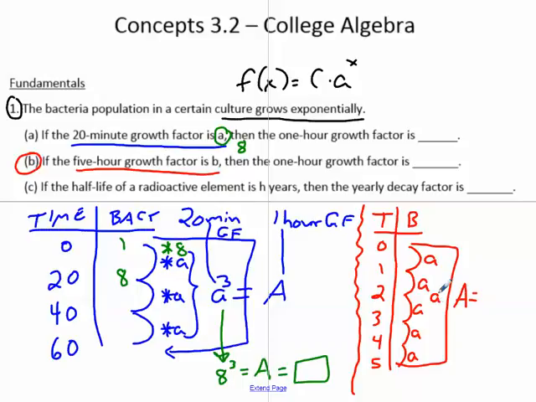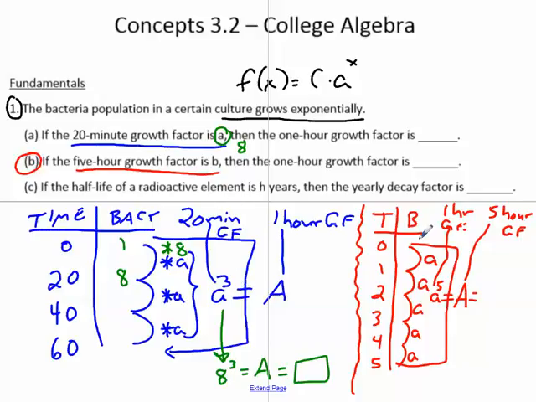So in general, I could say that a times a times a times a times a, which is a to the 5th power, equals my big A. What this big A means is my 5-hour growth factor. What this small a means is my 1-hour growth factor. The red information pertains to question B. The blue and green information pertains to question A. Kind of similar situations, but we're given different information.